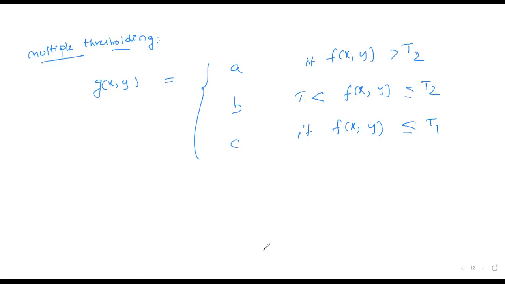Multiple thresholding. These are the basic thresholding types. After defining the function, how to perform the thresholding, because we learn the definitions. So we have to split the image. How to perform segmentation? First step is steps.